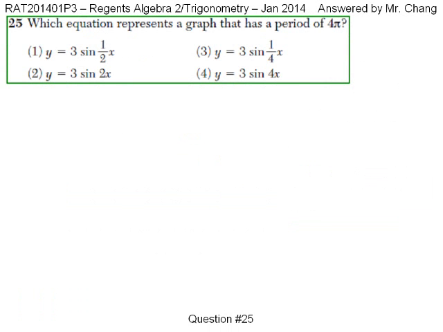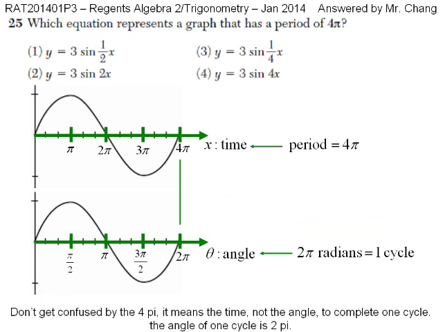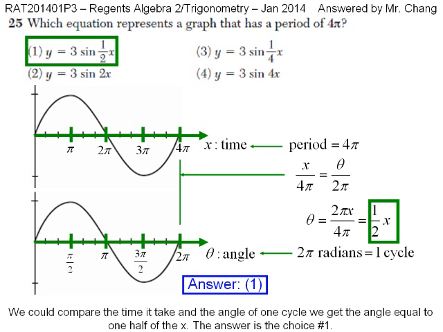Question number 25. Don't get confused by the 4 pi. It means the time, not the angle, to complete one cycle. The angle of one cycle is 2 pi. We could compare the time it takes and the angle of one cycle. We get the angle equal to 1/2 of the x. The answer is choice number 1.